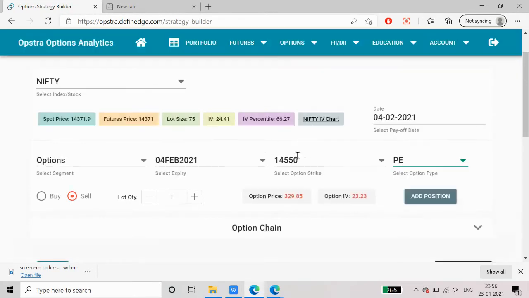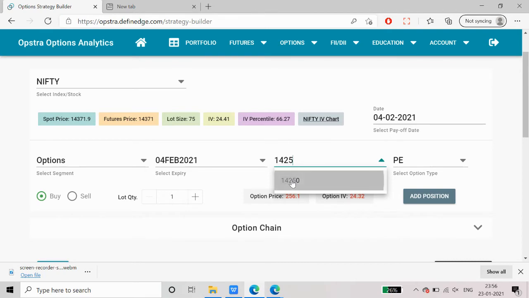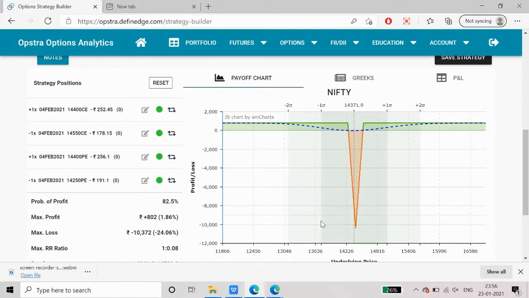Now on the put side, again, buying 14,400 and selling 14,050, right? See, so these are our debit spreads.